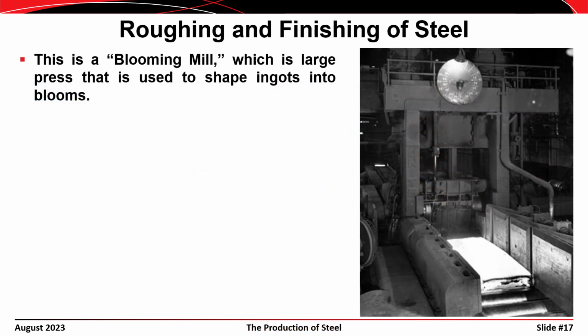So this shows a picture of a blooming mill. So you can see that ingots have come out of the soaking pit. They're shaped like an ingot, just a big block of steel, and they need to get into the shape of a bloom before they can be rolled into a plate. So this is a big mill that has a series of presses that shape that rough ingot into the shape of a bloom, and then it goes into the final rolling stands.